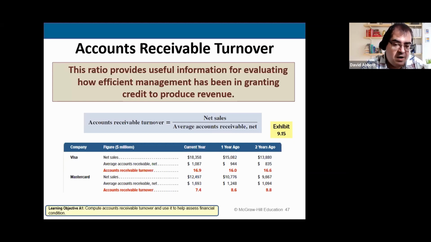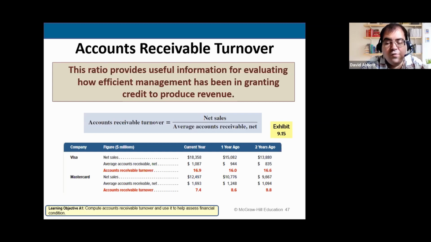So Visa's current year turnover is 16.9, computed as 18,358 divided by 1,087. And of course, really, we're talking in millions. So we see that it's the net sales divided by the average accounts receivable, net. So this means that Visa's average accounts receivable balance was converted into cash 16.9 times in the current year. Its turnover slightly increased in the current year compared to one year ago, 16%.